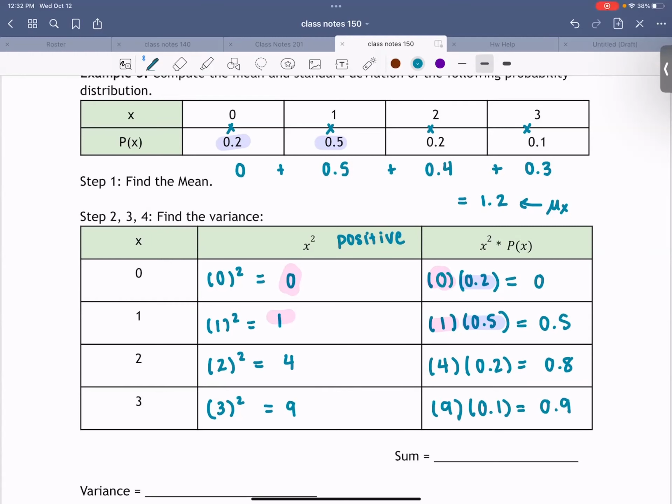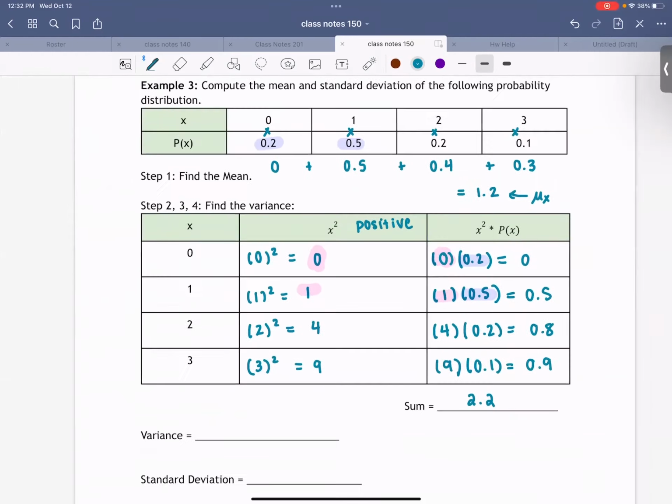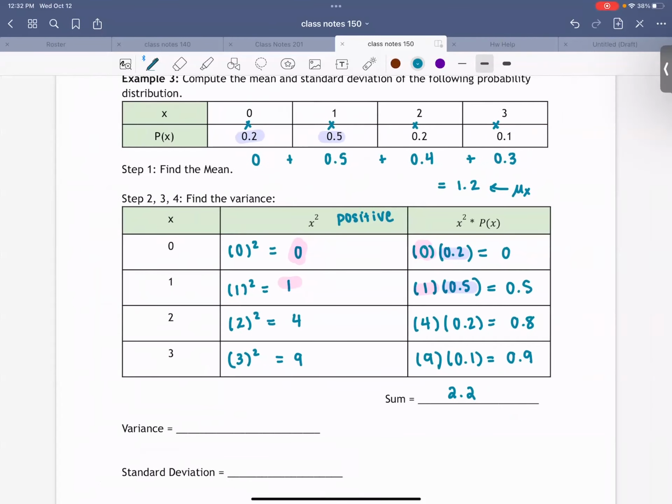All right. What's my next step? Add them all together. So 0 plus 0.5 plus 0.8 plus 0.9 gives me 2.2. Oh, I got something different, but I think it is 2.2. All right, moving on. Next, we want to find the variance.